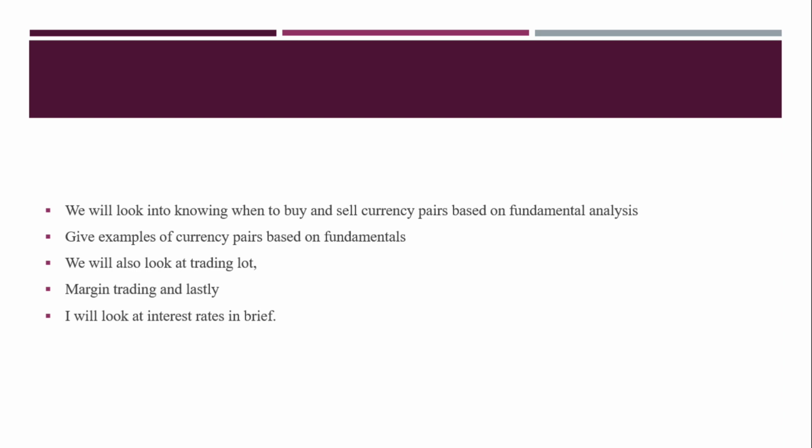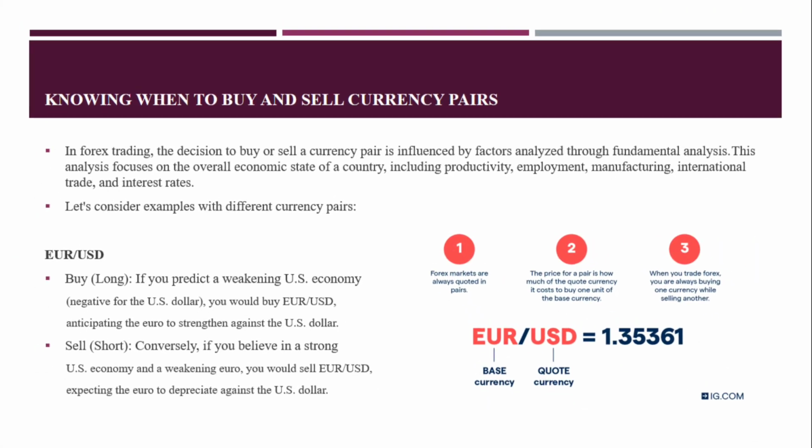In this lesson, we will look into knowing when to buy and sell currency pairs based on fundamental analysis. While giving examples, we will also look at trading lot, margin trading, and lastly, I will look at interest rates in brief. In Forex trading, the decision to buy or sell a currency pair is influenced by factors analyzed through fundamental analysis. This analysis focuses on the overall economic state of a country, including productivity, employment, manufacturing, international trade, and interest rates. Forex trading involves trying to predict which currency will rise or fall versus another currency.